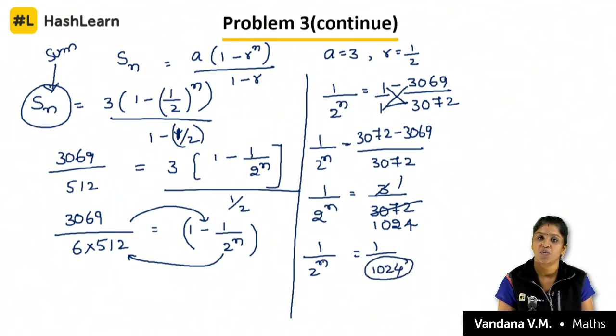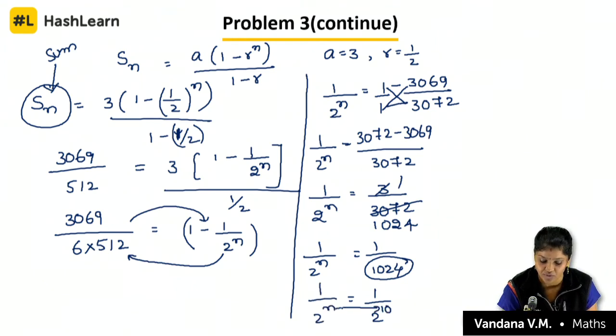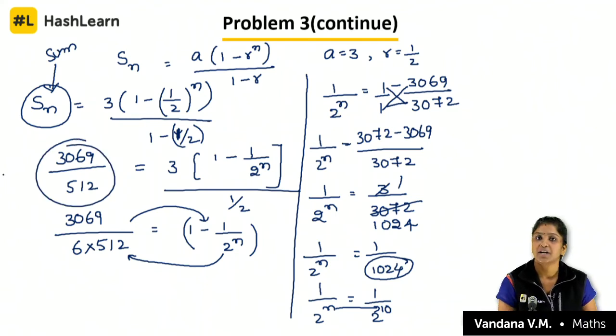We know this value in terms of 2. If you don't know, you sit and work it out. You know how to convert this. This is 1 by 2 power 10. Now tell me, my n value is 10. If you add up the 10 terms, then I'll get this sum. Understood, right? So that's what the question asked. Clear? Yes.